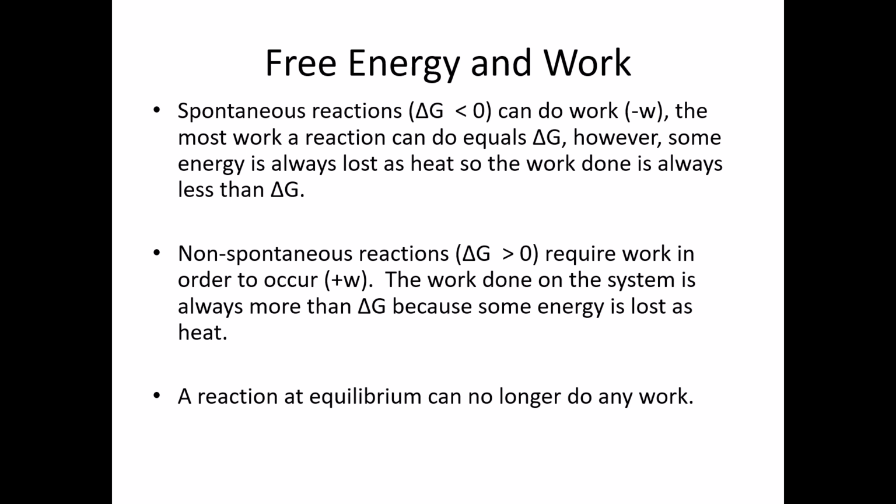You have a positive W, indicating that the surroundings must do work on the system. And again, the value of delta G can tell you how much work must be done on the system, but it's not perfect because you will lose some as heat. Once delta G equals 0, the reaction can no longer do any work because it reaches an equilibrium.